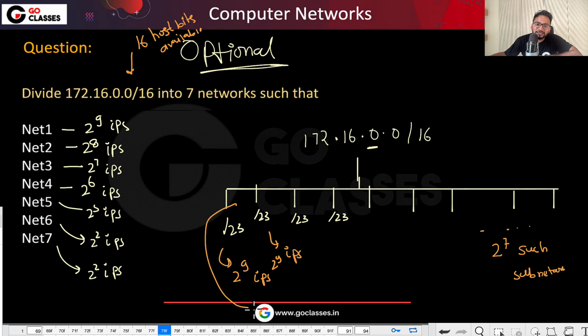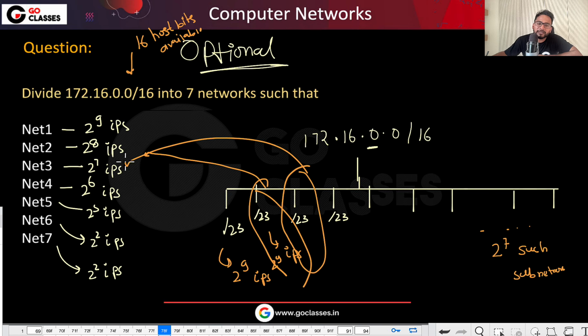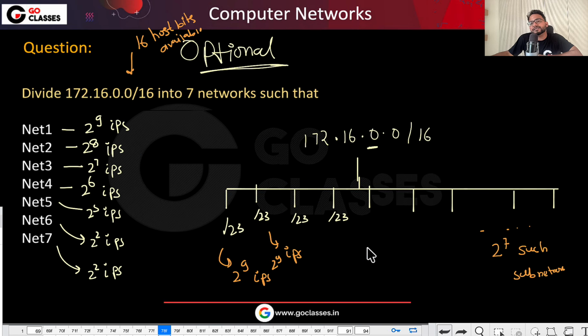Then you can assign this block: for the first subnetwork I need 2^9 IPs, that's fine. For the second I need 2^8, but I have 2^9, that's fine, I can assign. For the third I need 2^7, but I have 2^9, where I can also assign. So I can assign, that's fine, but it is basically overkill.